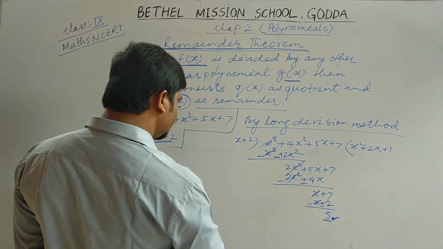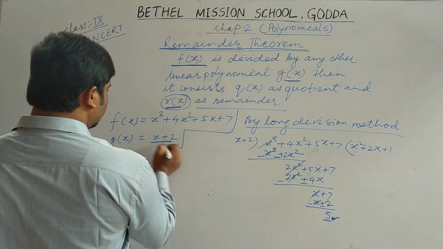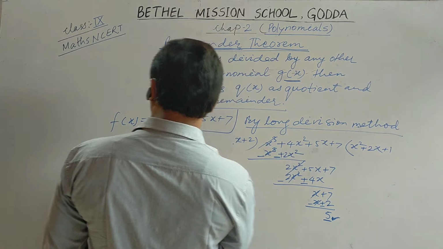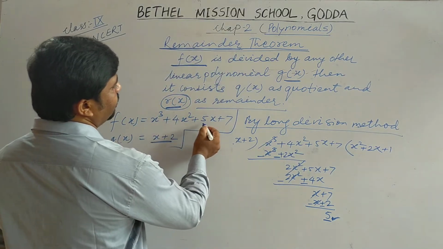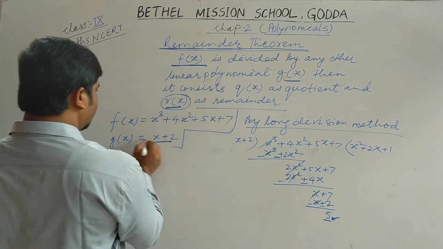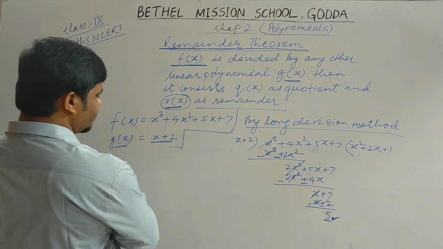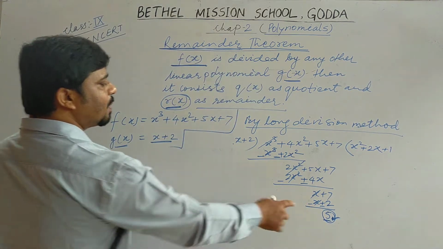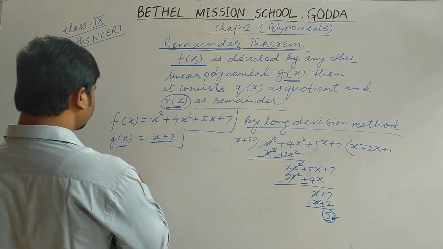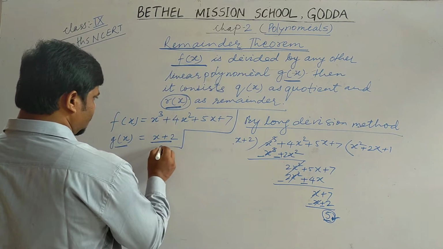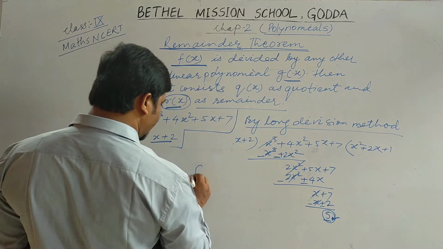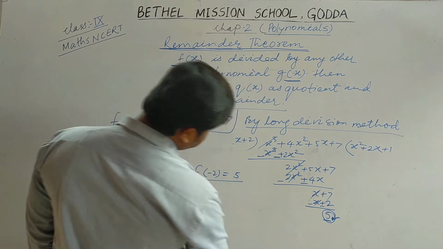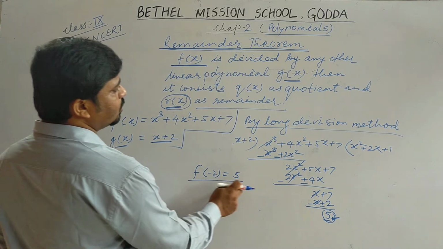Therefore, because we are dividing this f(x), x cube plus 4x square plus 5x plus 7, by x plus 2, g(x), we are getting the remainder 5. So this 5 will be equal to f(minus 2). f(minus 2) equals 5. This is the remainder.